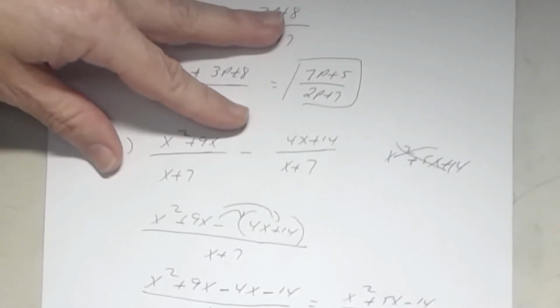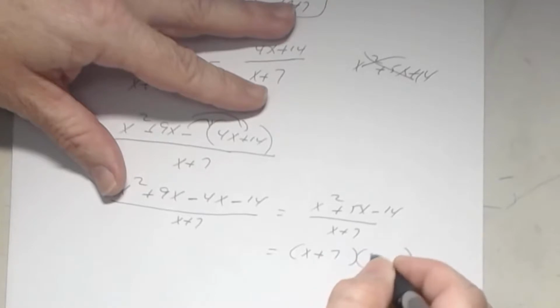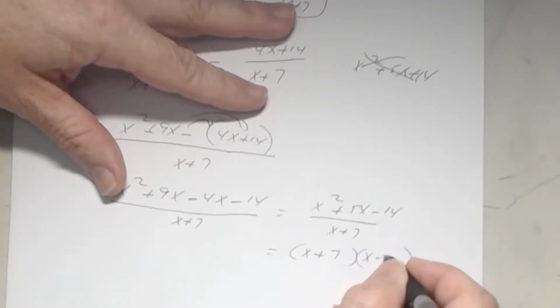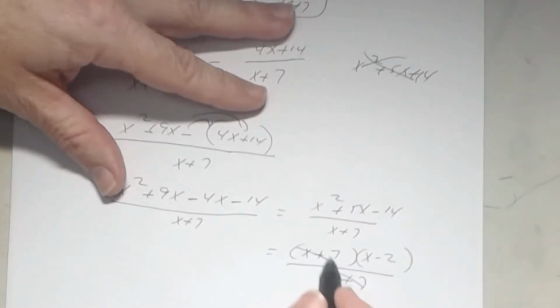And now factor the numerator. What's the numerator? x plus 7 and then x minus 2, over x plus 7. And now the x plus 7 is divided out, and what's the answer? X minus 2.